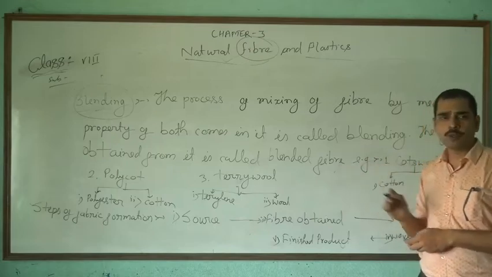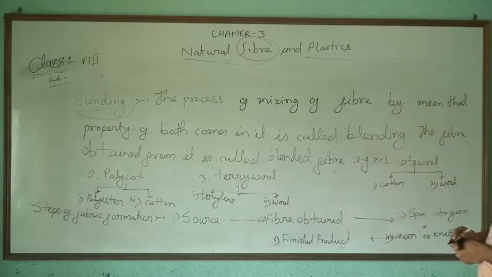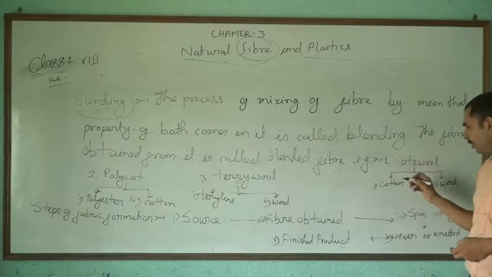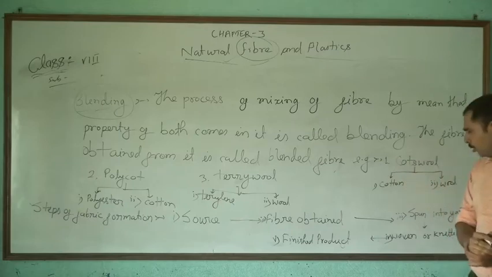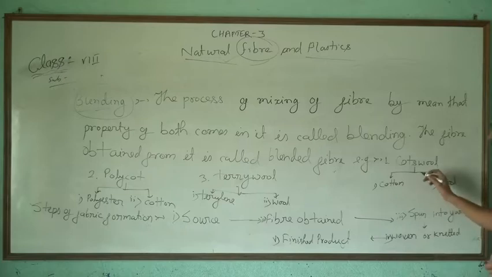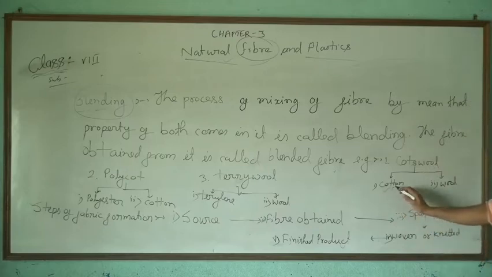A commonly used example of blended fiber is the first one, quartz wool. What is quartz wool? Quartz wool is a blended fiber which is made up of two components. One is cotton fiber, the other one is wool fiber. When we mix them, the composition is called quartz wool.